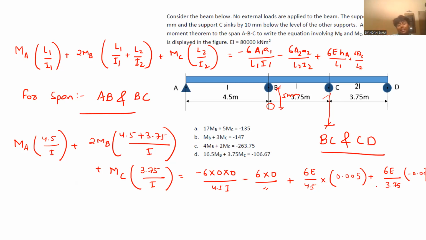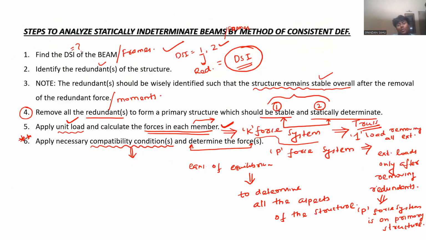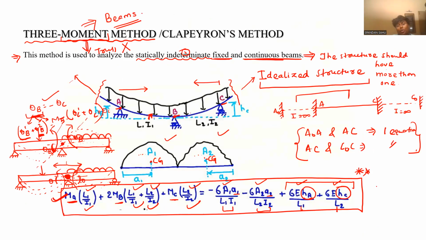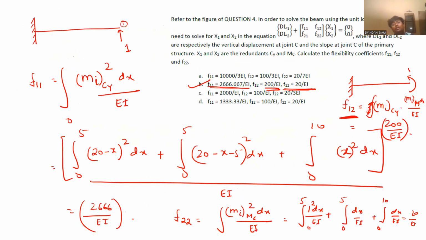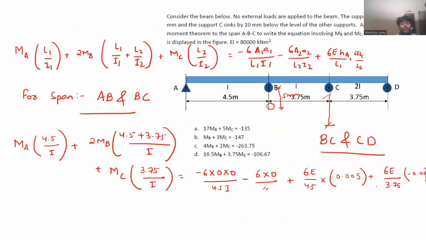What I have said initially: with respect to the mid support, how much the other two supports are rising or going below. Carefully, with respect to B, C is moving downward by 5 mm more. So minus. This is equation 1. When you simplify, it will come 16.5 MB.